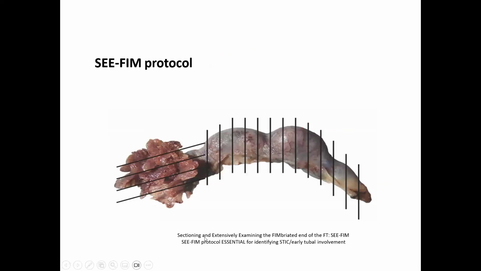The SEE-FIM protocol means sectioning and extensively examining the fimbriated end of the fallopian tube. It means that we cut the fimbriated end in longitudinal section and submit it entirely, with circular sections from the fallopian tube. This makes us examine the fallopian tube extensively. All parts of the fallopian tube epithelium are clear, so we can see if there is a STIC or any small lesions in the fallopian tube.